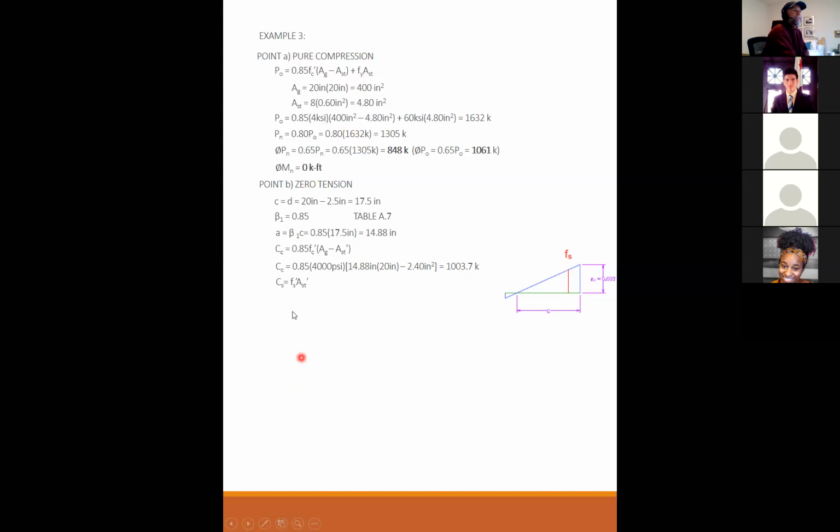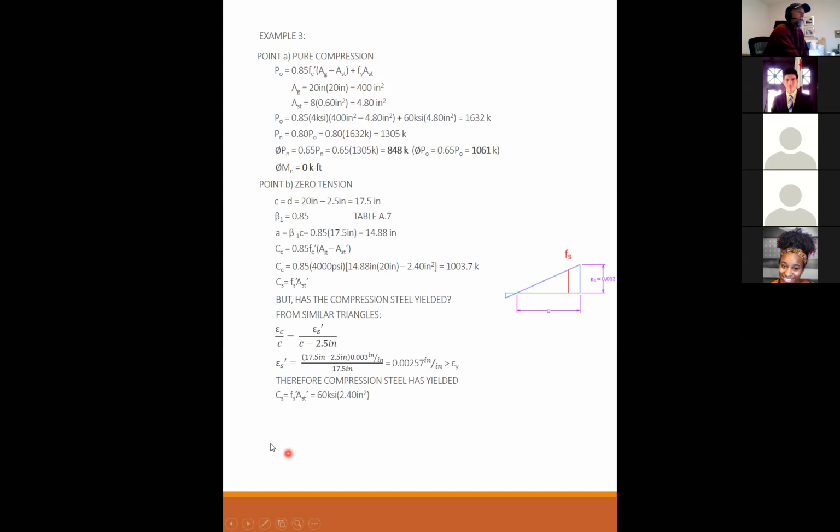Cs is f prime s times Ast, but has the compression steel yielded? From similar triangles, epsilon c over c is epsilon prime s over (c minus 2.5). I plug in my numbers and get 0.00257, greater than the yield strain of 0.00207. Therefore, the compression steel has yielded. So I can just plug in 60 times the area of steel, 144 kips.